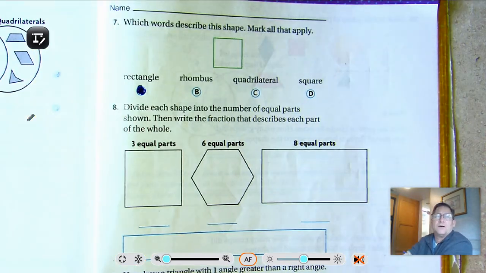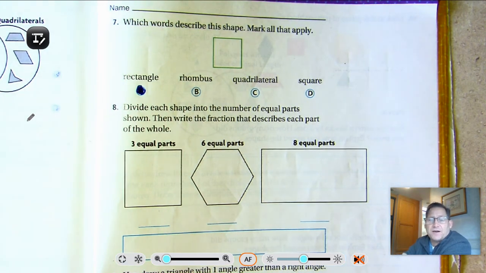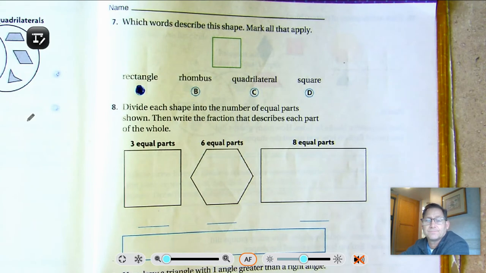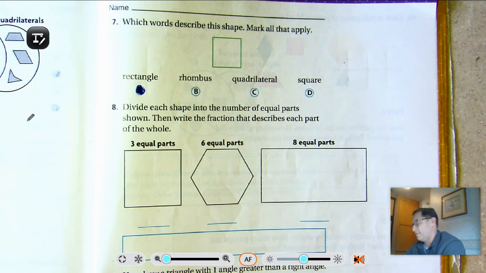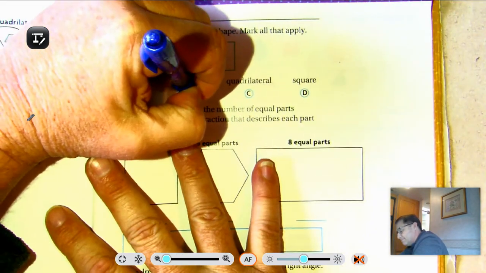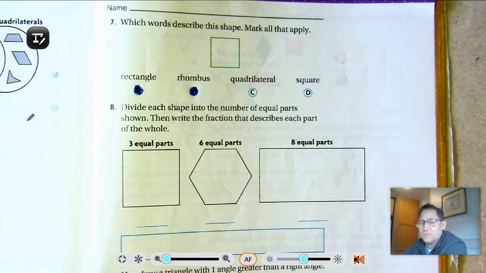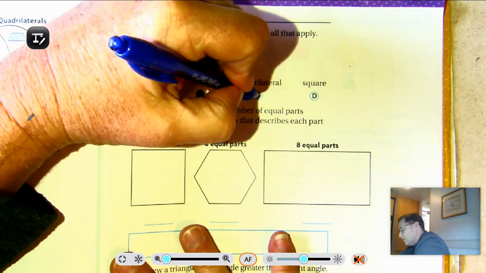Is it a rhombus? A rhombus has 2 pairs of opposite sides that are parallel. Check. Rhombus has to have 4 equal sides. Check. That's a square. So it's also a rhombus. A quadrilateral. That just means it has 4 sides. Yeah, that shape has 4 sides. Quadrilateral.